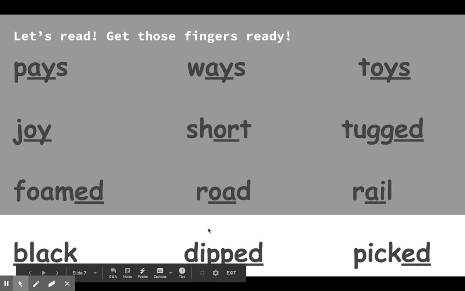Let's think about this word for a second, though. What is the base word? Well, the base word is D-I-P, dip. So the base word is without the double P. I double that P when I add my ending ED. And here we go. I see a base word right away. Let's do it. Fingers up. P-I-C-T, picked. Like I picked an apple off the tree.